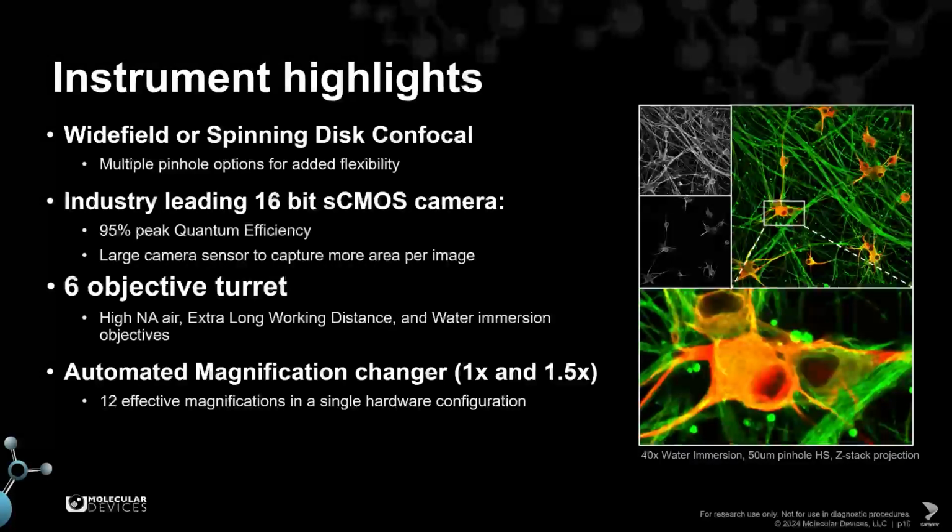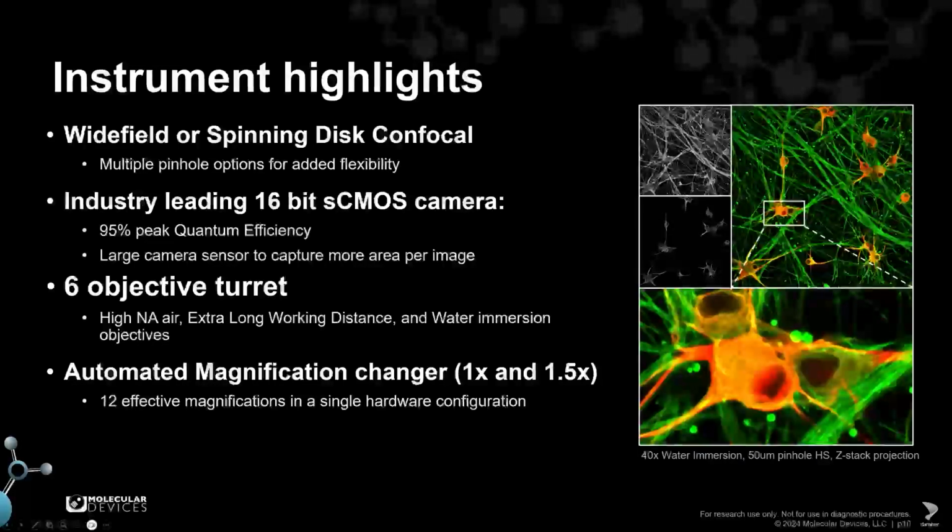This is using spinning disc confocal, so this enables very fast confocal imaging, such as the live cells that you saw previously looking at the mitochondrial dynamics. The system uses an industry-leading 16-bit scientific CMOS camera. This has very high sensitivity, high signal to noise, enabling you to capture high-quality images, and uses a large sensor so you can capture more area per image.